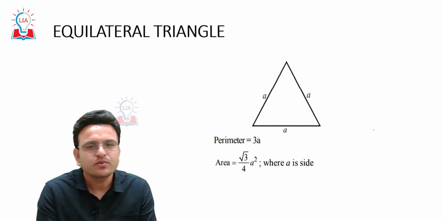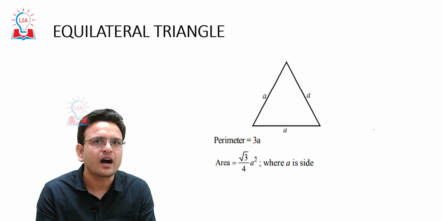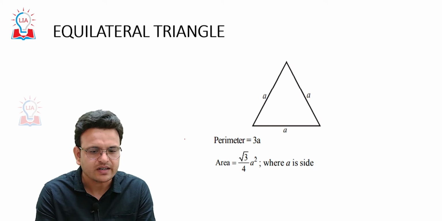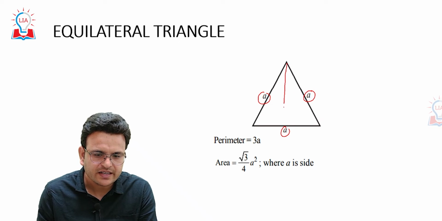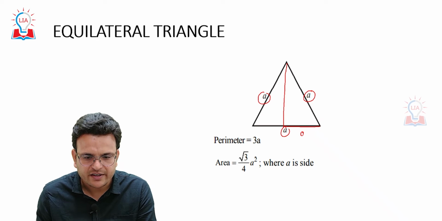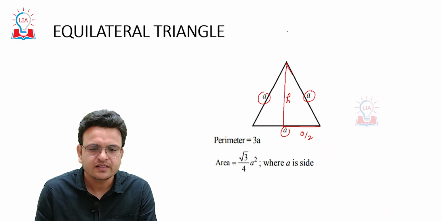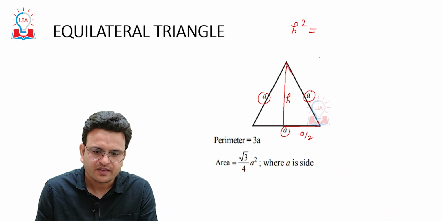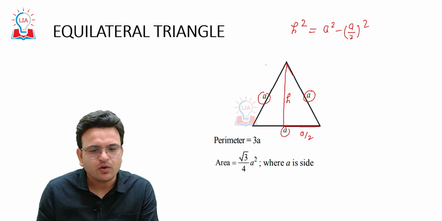Now come to some different types of triangles also, like a triangle where all the sides are equal. Such triangles are called equilateral triangles. In an equilateral triangle all the sides are equal, A, A, A. In this particular triangle we can say that this is A by 2, and this is A, then the height of this particular triangle will be A square minus A by 2 whole square. Okay, by Pythagoras theorem we can solve it.